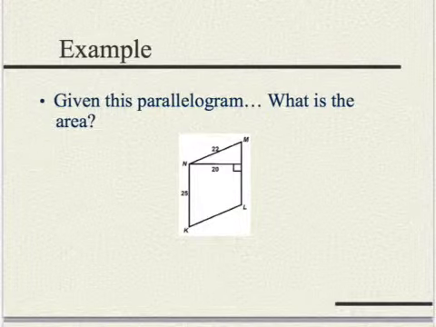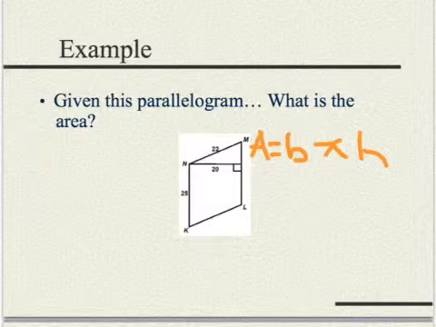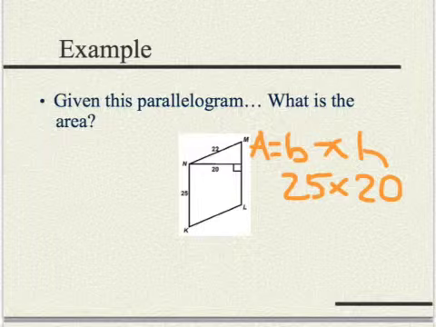Alright, here's another example. Base times height equaling that area for the parallelogram. And in this case, we actually have a base. Can't use 22 because we don't have a perpendicular distance that's labeled. We can use 25 though, because this perpendicular distance is labeled back to the opposite base. So we'll use 25 as our base and 20 as our height.